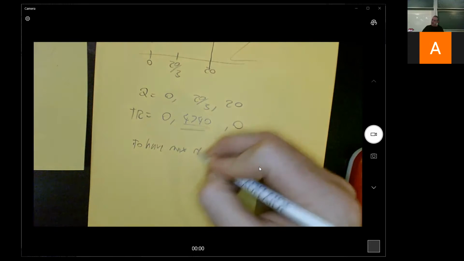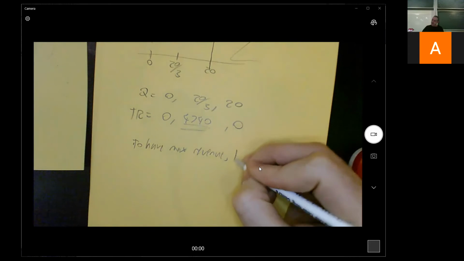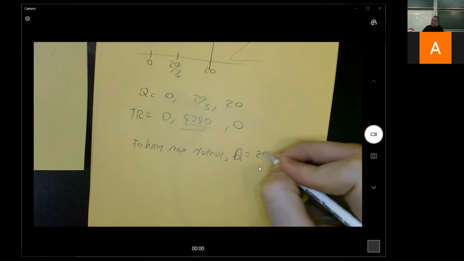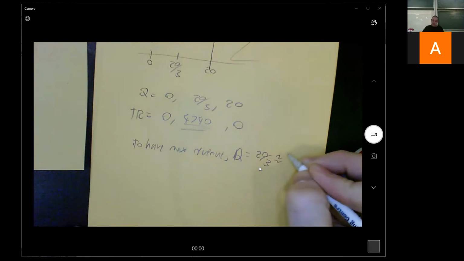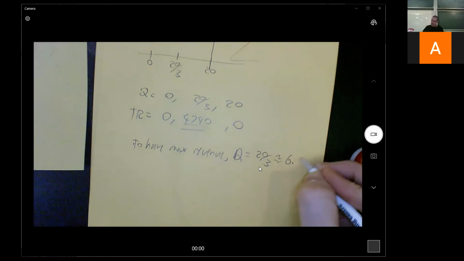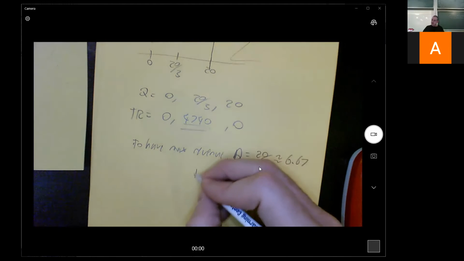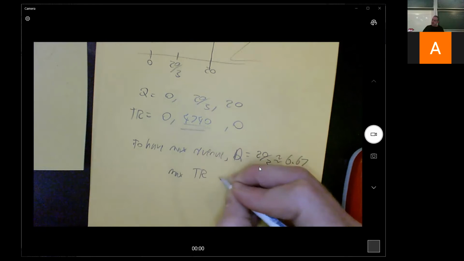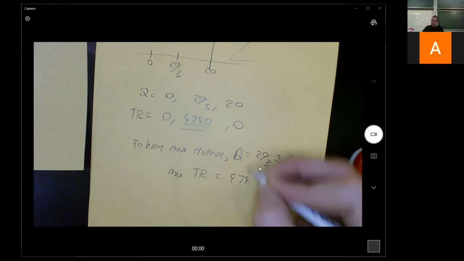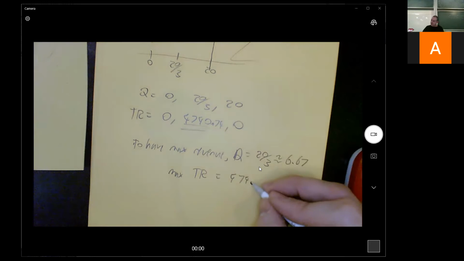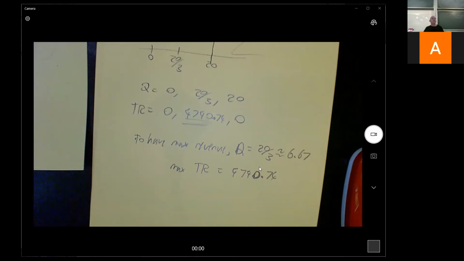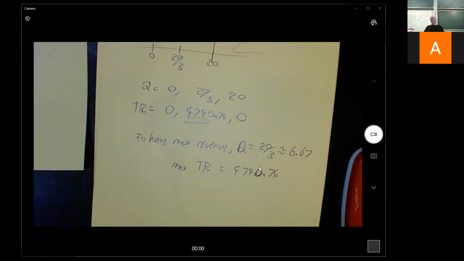So to have maximum revenue, Q equals 20 over 3, which is about 6.6. And the maximum total revenue is 7.4 if we're going to have a, is that. Sweet. Oh, good-o. Problem solved. Thoughts or questions?